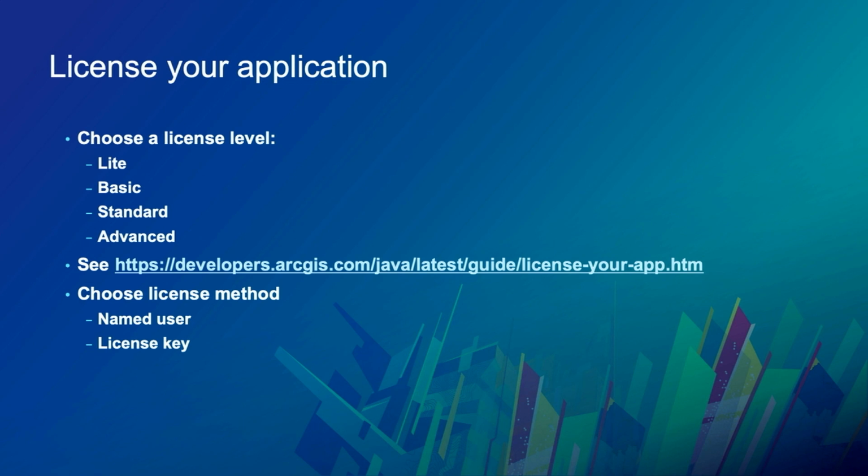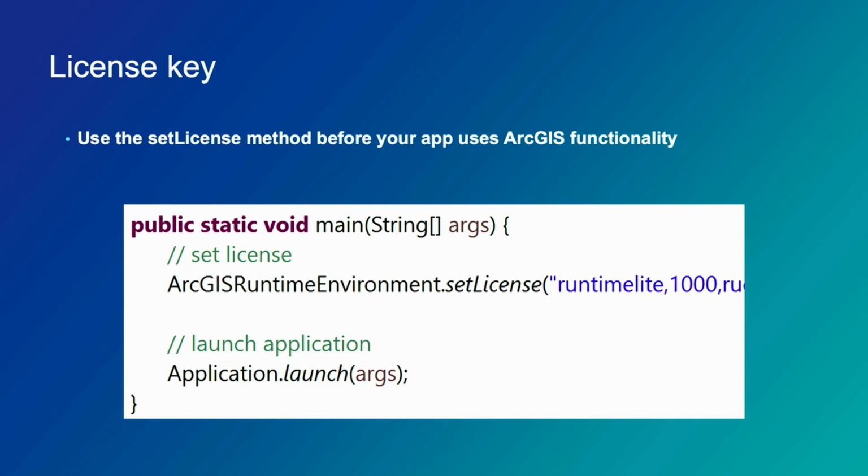Runtime. Now, we recognize that not everybody is a user of the ArcGIS platform. So in this case, you can actually license your application by putting a license key into your application. And these license keys are available from customer services or your local distributor. So let's just take a look at the code associated with this. I'll look at the license key to start with because this is the easiest one to show.